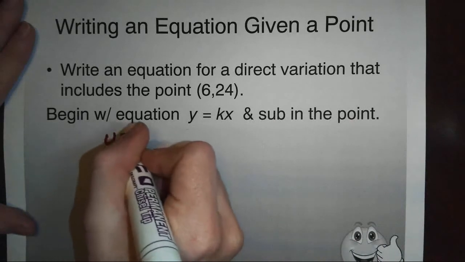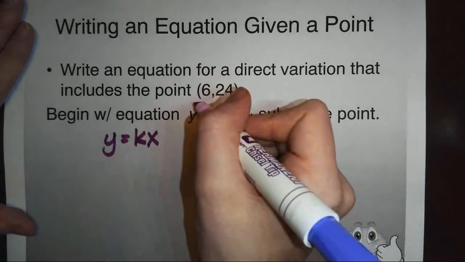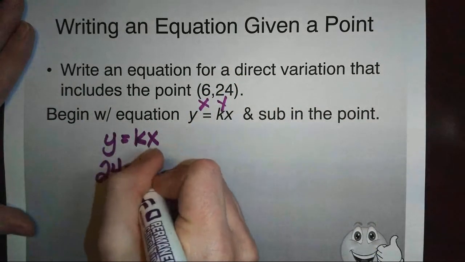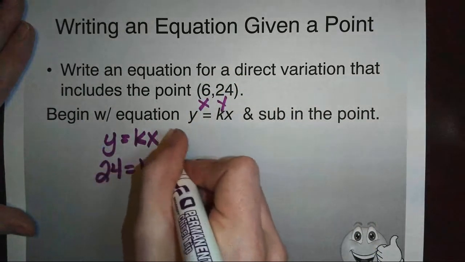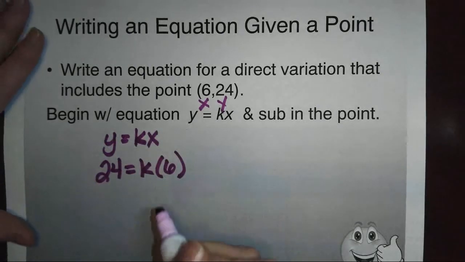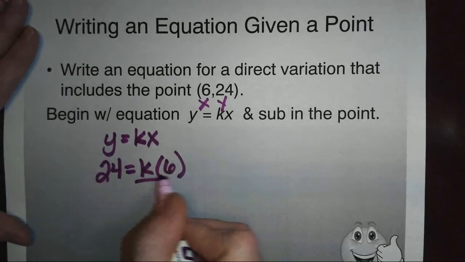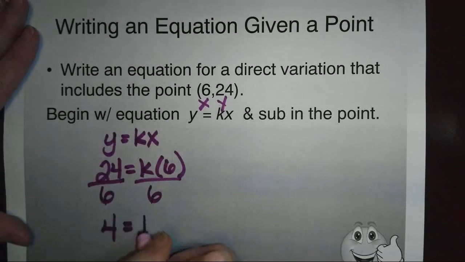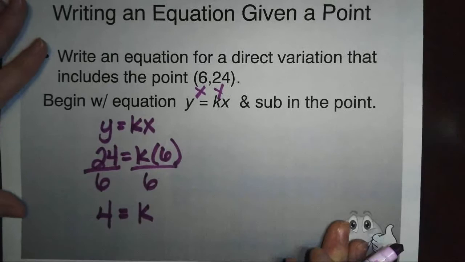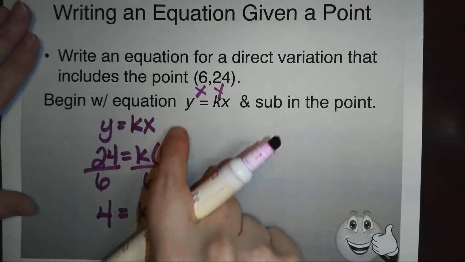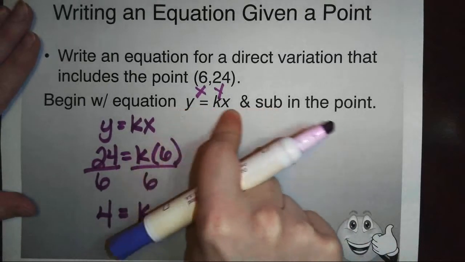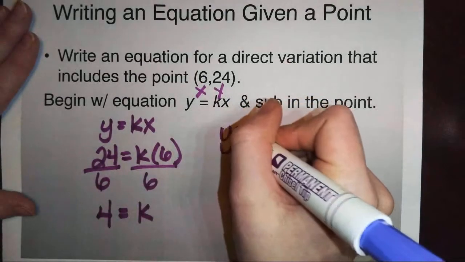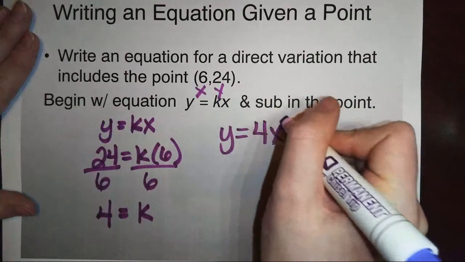So we've got y equals kx, and we know that x is 6 and y is 24, so we'll plug those numbers in. And then we'll solve for k. So here I've got k times 6. I want to divide both sides by 6. And that tells me that k is 4. So to write my direct variation equation, I'm going to use my general form, and I'm just going to plug in my number for k. So it's y equals 4x.